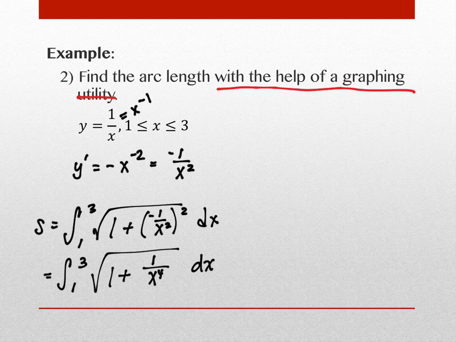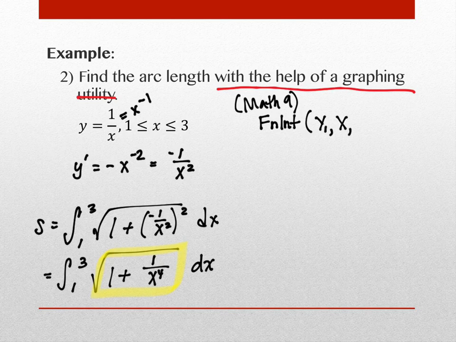I want you to put this whole expression, including the square root, into y1. So you're going to have the square root of 1 plus either 1 over x to the 4th or x to the negative 4th. And you're going to do one of two options. I'll remind you of these; we've done them this semester already. It's fnInt, underneath Math 9. In one version of the calculators, you put in y1, x, comma, and your limits of integration are 1 and 3.